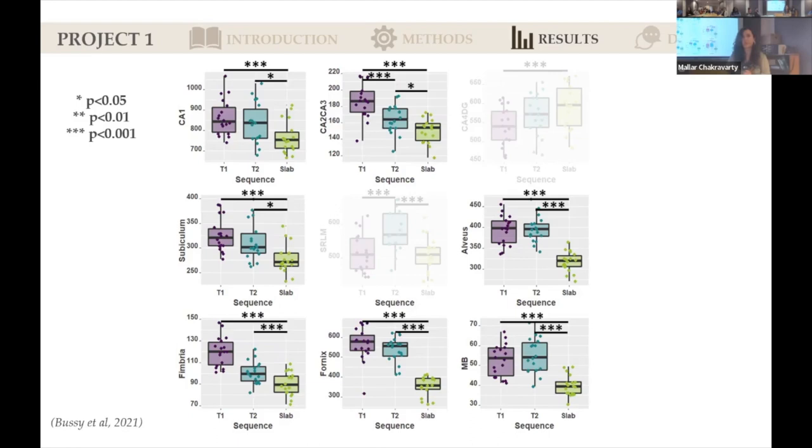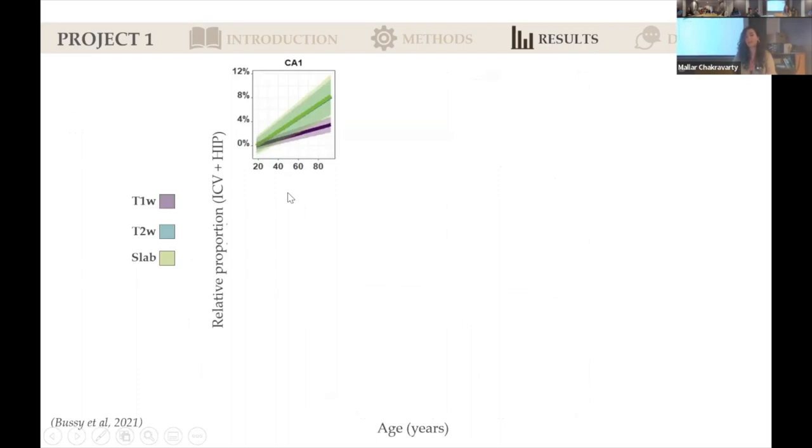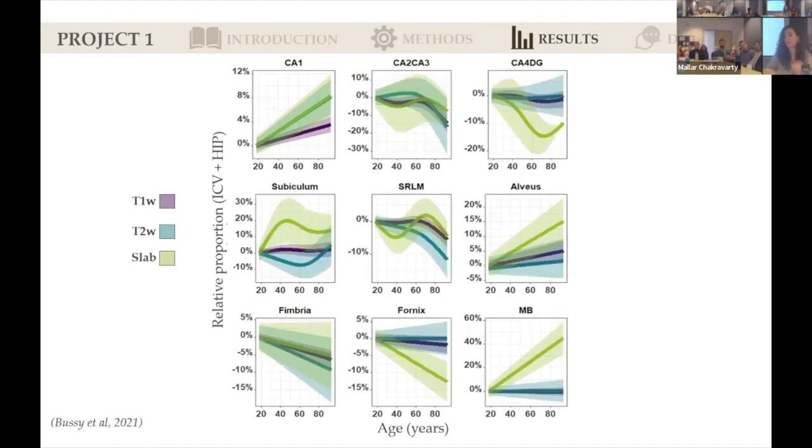So the next thing was to see how using different types of images would impact the age trajectory that we have. Here we are looking at the CA1 again, just as an example, and we can see the relative proportion of each subfield when we normalize by the intracranial volume and the total hippocampal volume. So basically, during the entire lifespan, do we see a relative impairment or relative preservation in aging? We fitted our model either using only the T1, only the T2, or only the slab images.